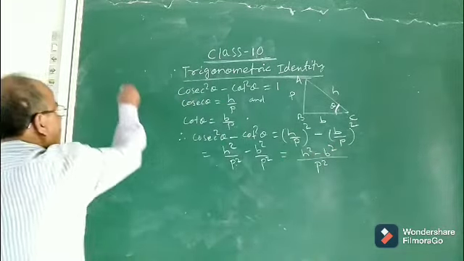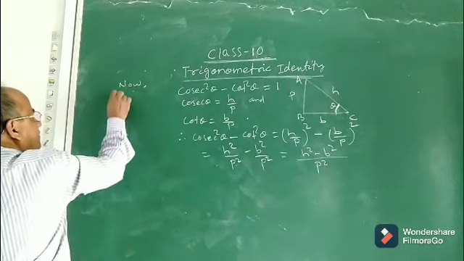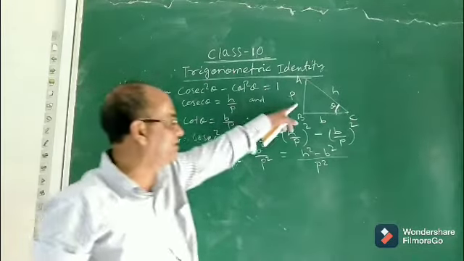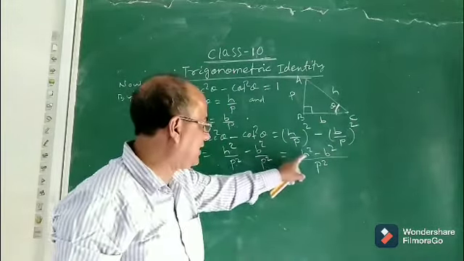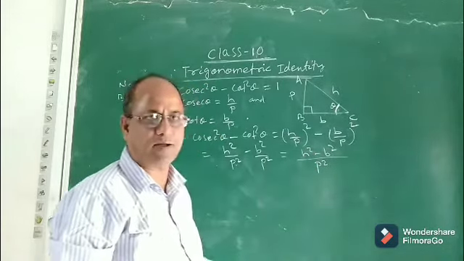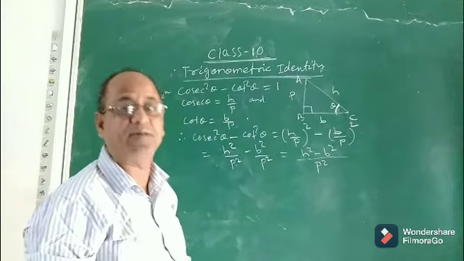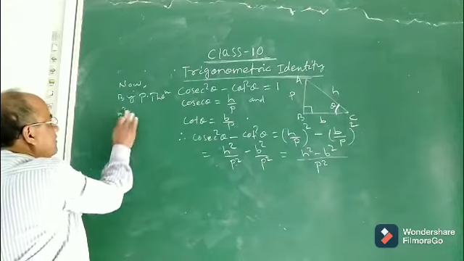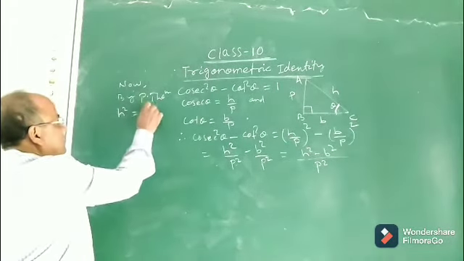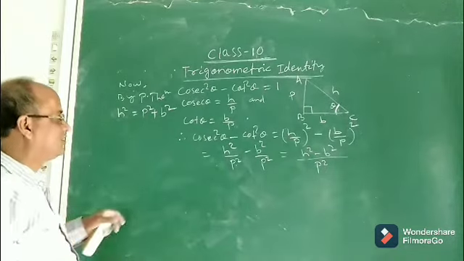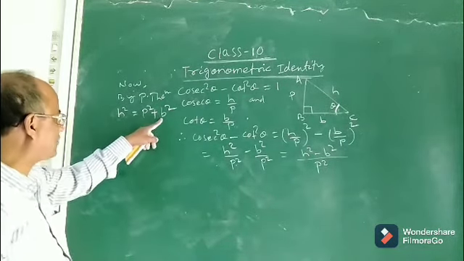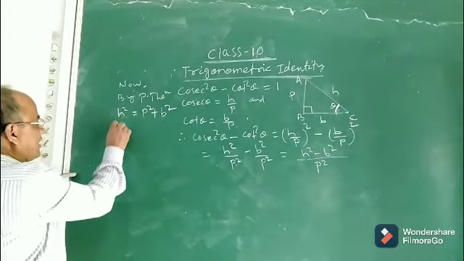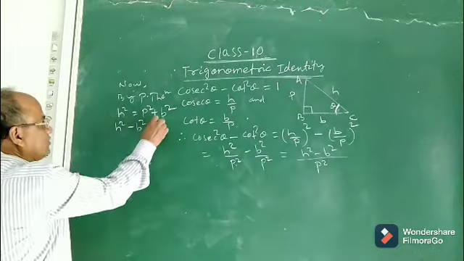Now apply the Pythagoras theorem in this right triangle to find h square minus b square. What will be the formula for h square minus b square? Clearly, h square minus b square will be p square. Why? Because by the Pythagoras theorem we know the square of the hypotenuse is equal to the sum of the squares of the perpendicular and the base. So if h square equals p square plus b square, then h square minus b square will definitely be p square. Bring b square to this side, so h square minus b square equals p square.